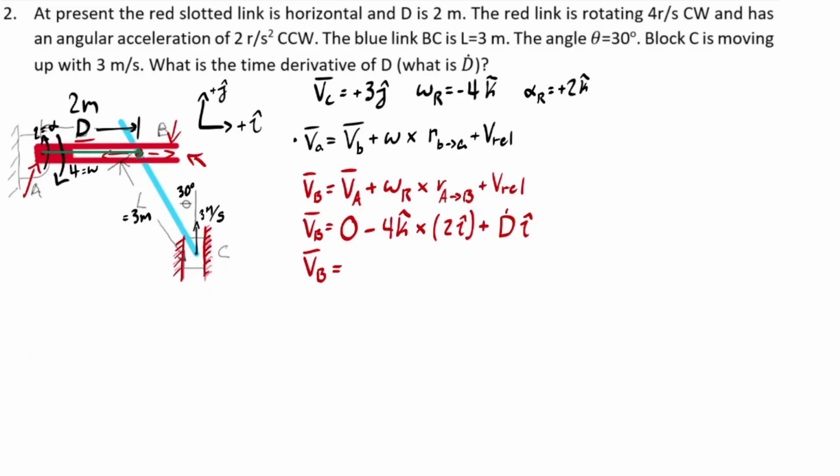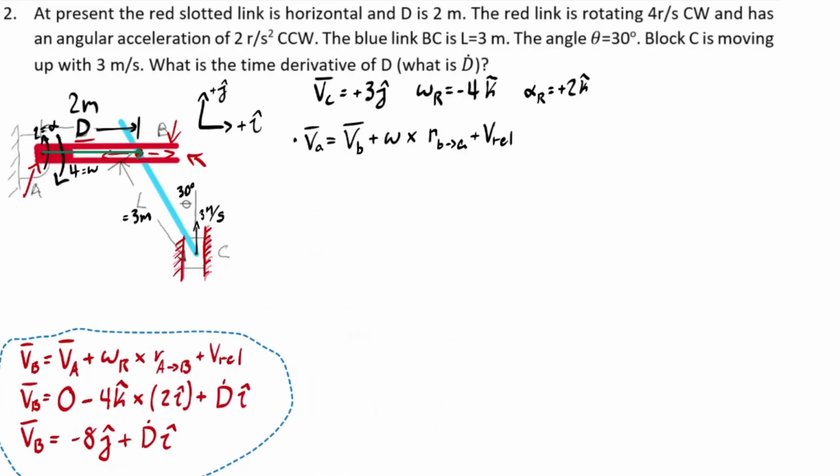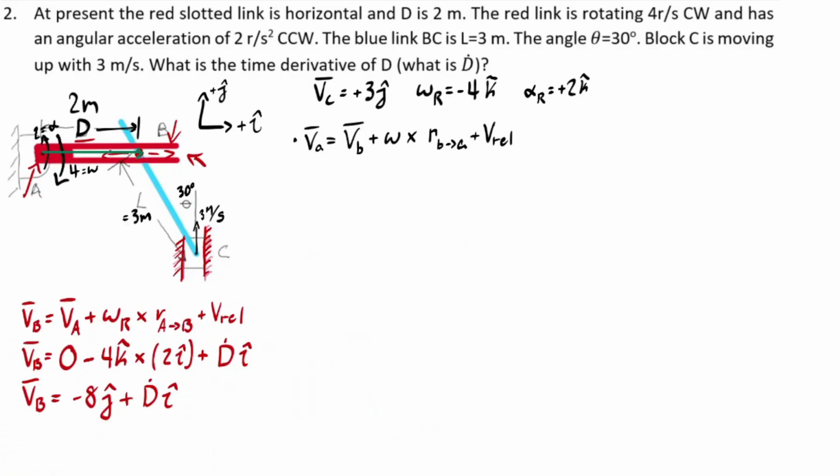Okay, so let's do the cross product here. This is multiplying this coefficient times this coefficient, so negative 4 times 2, that's negative 8. And then k cross I is going to be a positive j. So this is going to be negative 8j. Now we're going to add that to my d dot component, so d dot in the I. Okay, so that's my equation for my red link. Let's move this over just to save some space.